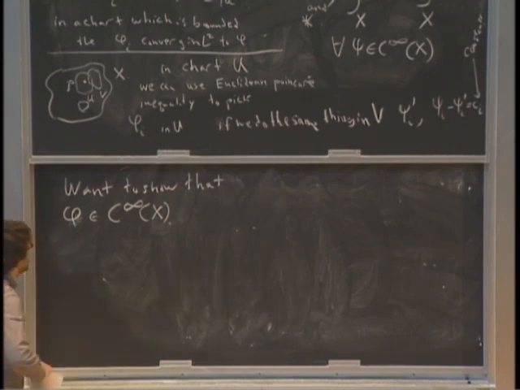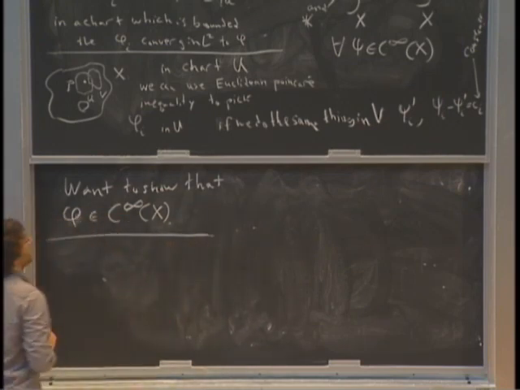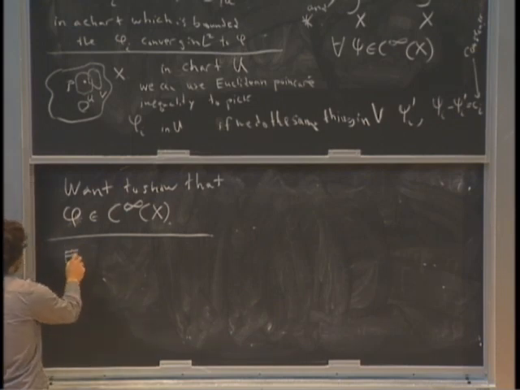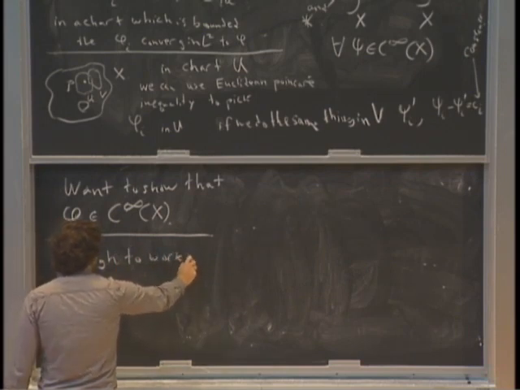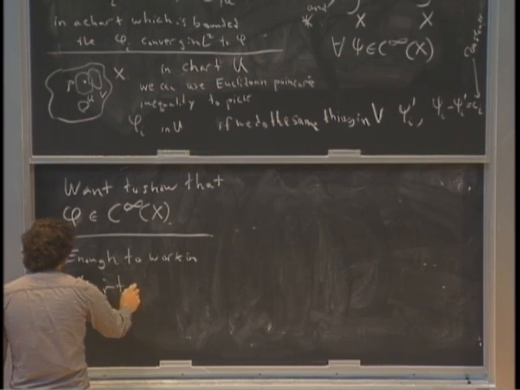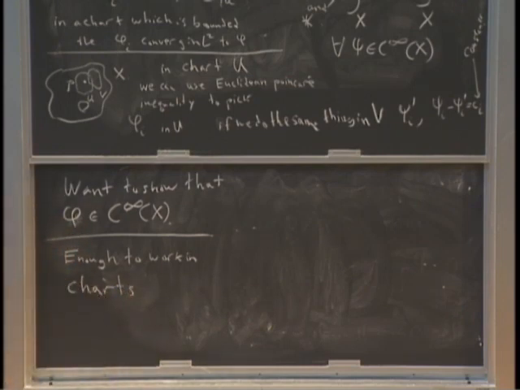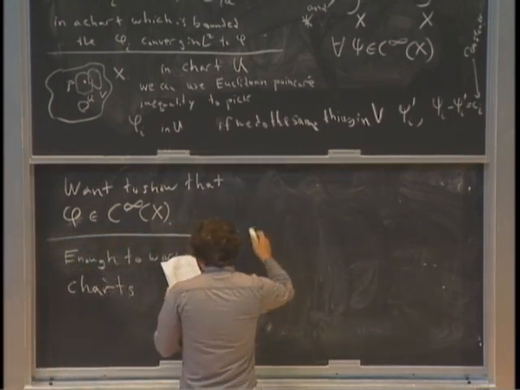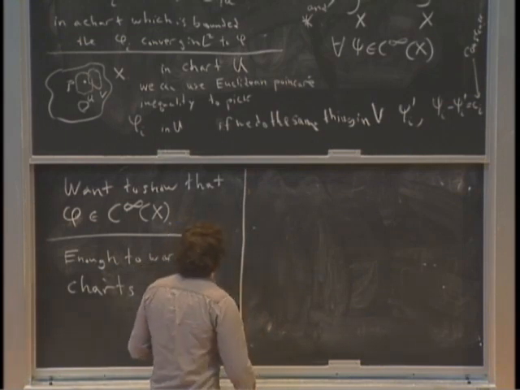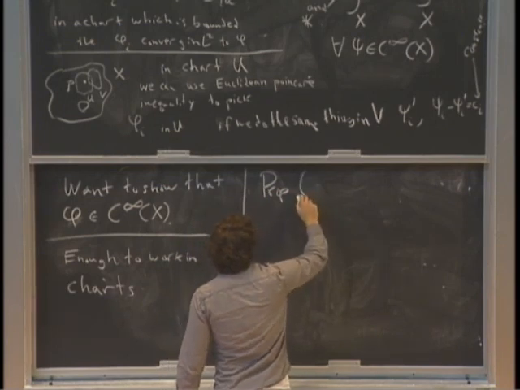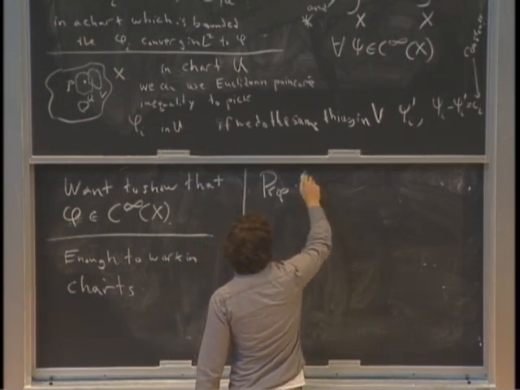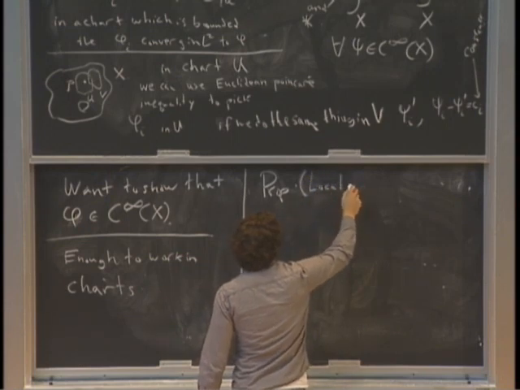And again, you should convince yourself, but we can just work in charts. So it's enough to work in charts, because being smooth is a local property, so you check smoothness of a function by just looking at it in a chart anyway. That's to say we can reduce it to the following proposition, which is a local version.